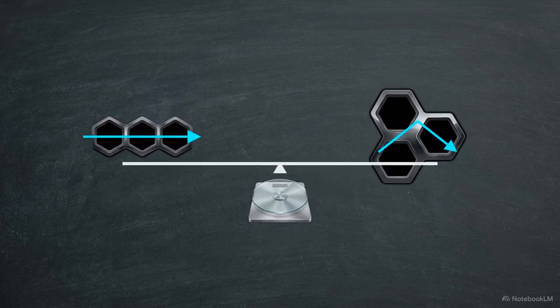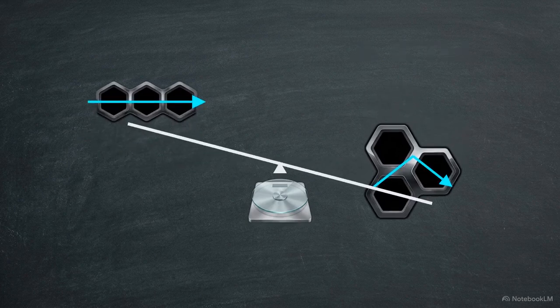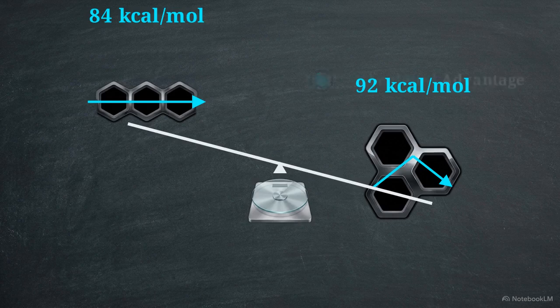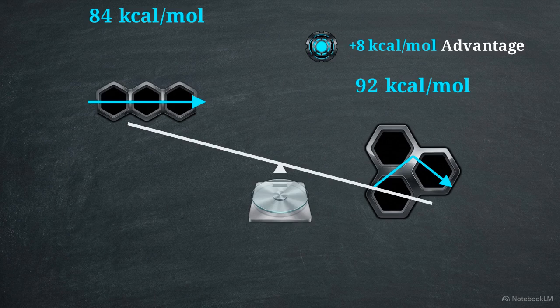When we measure thermodynamic stability, phenanthrene exhibits a resonance energy of 92 kilocalories per mole, while anthracene sits at only 84. The mere angle of fusion generates a massive 8 kilocalorie per mole stability advantage for phenanthrene.